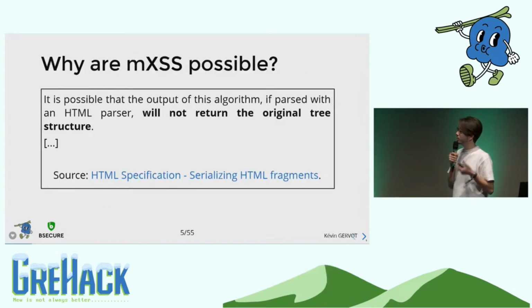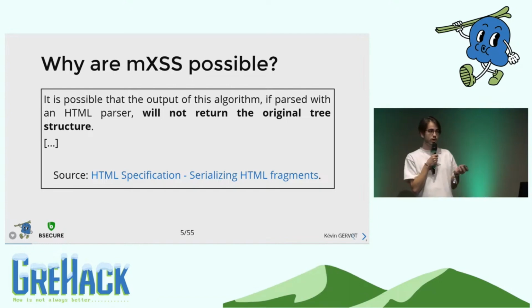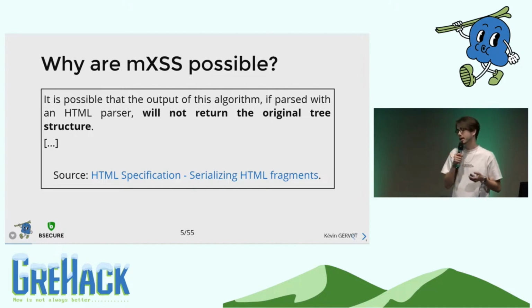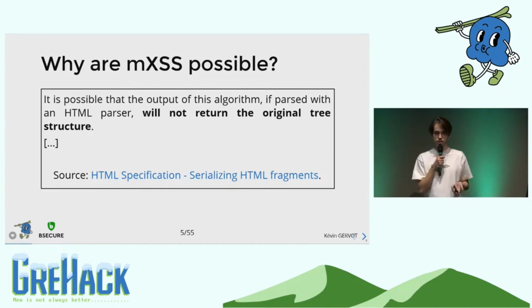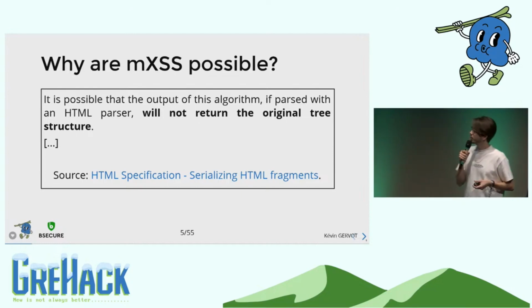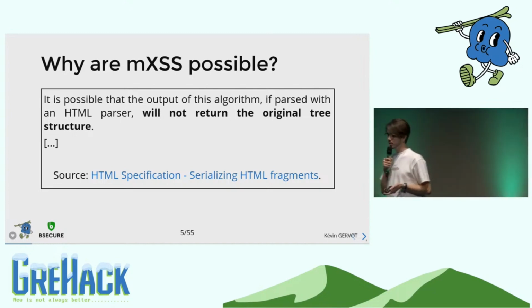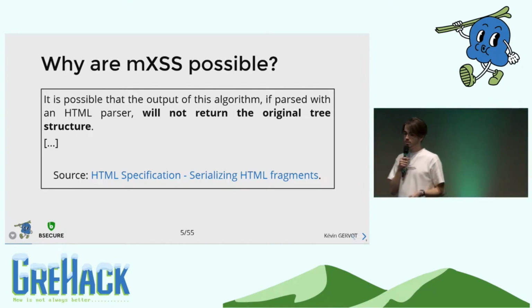At the beginning of the presentation, I said that if you are using a client-side HTML sanitizer, you have less chance of any kind of confusion because you are using the browser's HTML parser twice in a row. So how could mutation XSS even be possible in such a situation? Well, if we take a look at the HTML specification, we can see that it is possible that the output of this algorithm, if parsed with an HTML parser, will not return the original string structure.